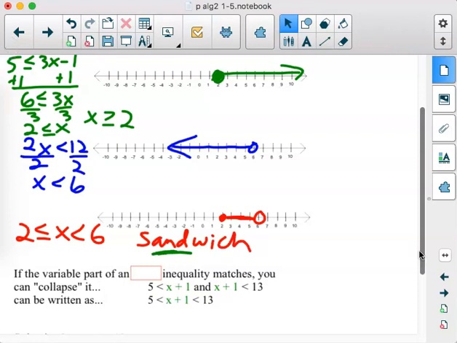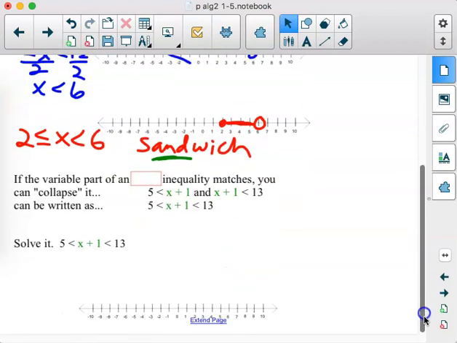So we see where they're both graphed at. And when I say both, I mean they have to both be colored at the same time. So that makes an and sandwich. If the variable part of an and inequality matches, which it did with us, it was x, we had an x when we got done. We collapsed it, and we made it into an and sandwich.